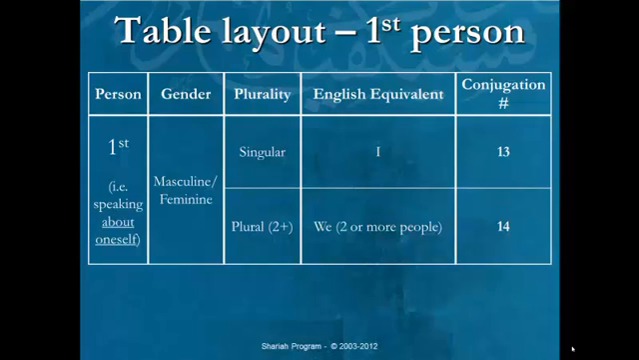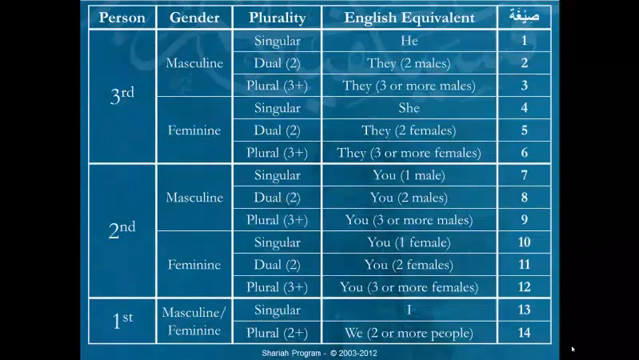Okay, so the model pattern for the past tense verb in three-lettered verbs without extras is fa'ala. I'll say that one more time. The model pattern for the past tense in three-lettered verbs, active voice, is fa'ala. Okay?